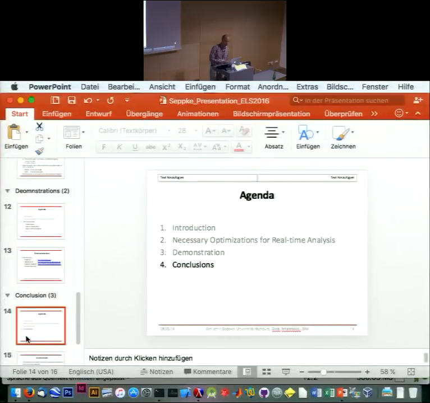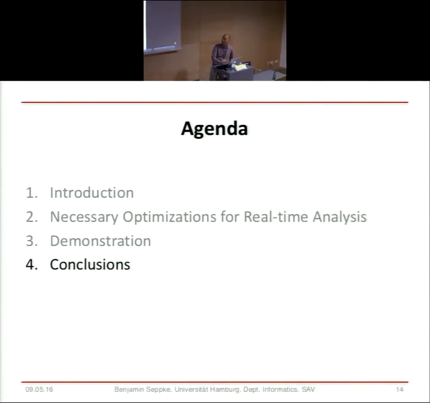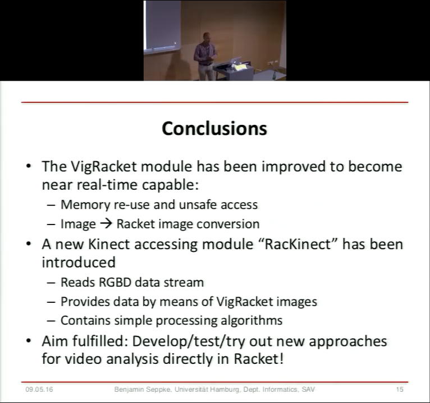Okay, so that was the live demonstration. We don't need this one. And that brings me back to my agenda for the very few last slides. So when we started, we designed the VIGRACKET as a binding to a famous computer vision library and to bring the functionality into Dr. Racket. So it wasn't meant to be real-time nor near real-time capable. But now, using some memory reuse, unsafe access and fast image to Racket image conversion, we are able to give our students a valuable tool which they can use, and they can exploit live data now, not just work on static images.